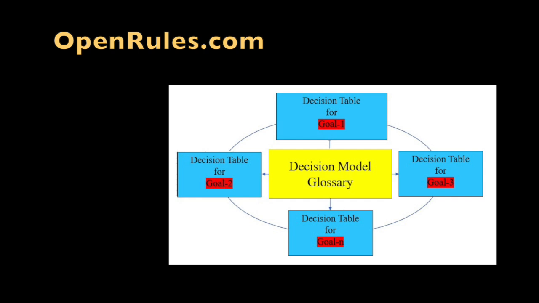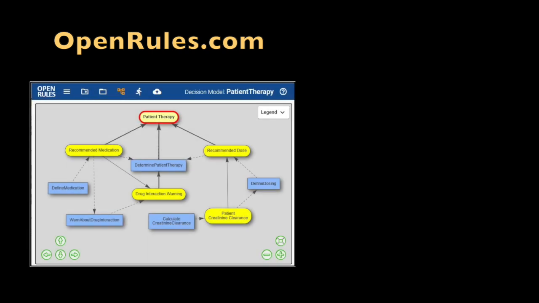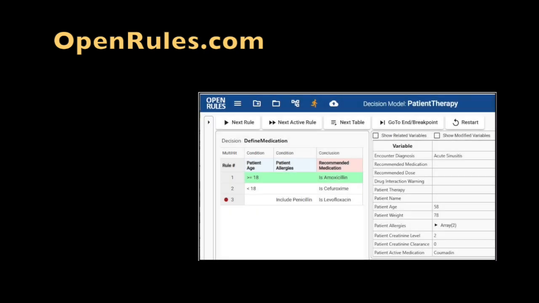OpenRules provides a user-friendly graphical interface for decision modeling. Here's a sample view with an automatically built decision diagram for the decision model patient therapy. A business user can also test and debug the model graphically using Decision Model Debugger. It allows a user to execute all decision tables and rules inside them one by one, helping a user to understand how the model actually works with different scenarios.